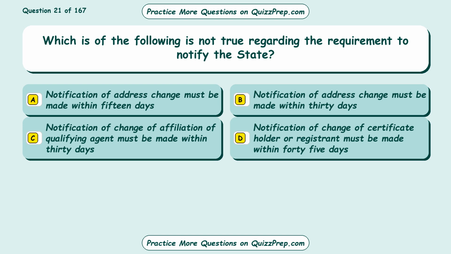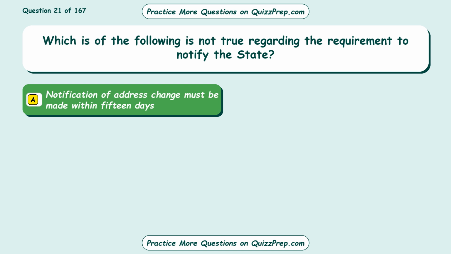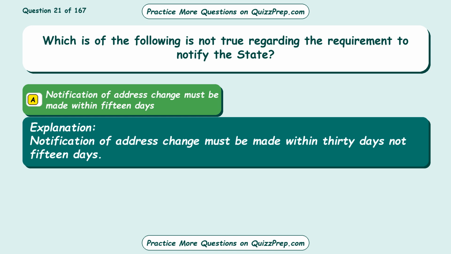Question 21. Which of the following is not true regarding the requirement to notify the state? Option A, notification of address change must be made within 15 days. Option B, notification of address change must be made within 30 days. Option C, notification of change of affiliation of qualifying agent must be made within 30 days. Option D, notification of change of certificate holder or registrant must be made within 45 days. The correct answer is option A. Notification of address change must be made within 30 days, not 15 days.